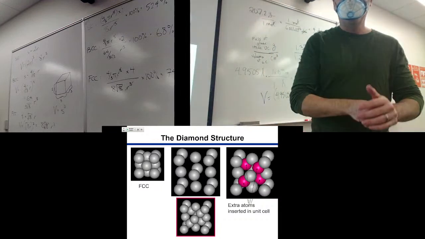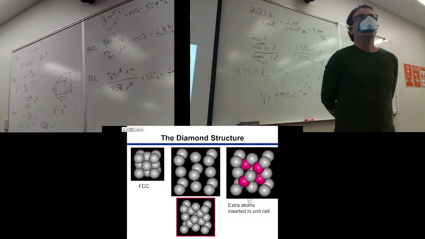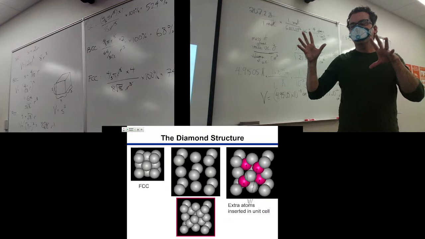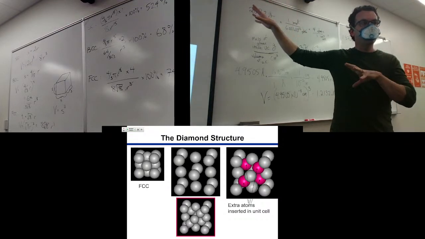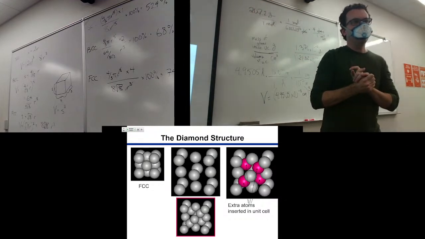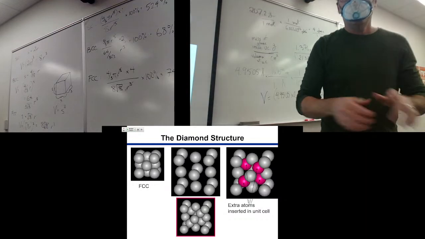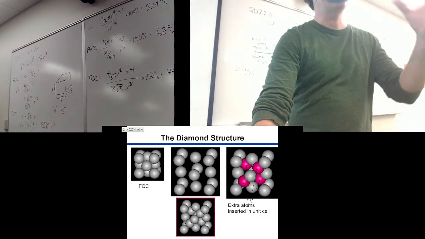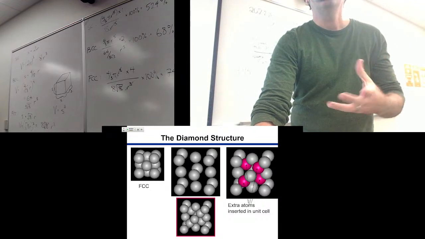For diamond, only half have tetrahedral holes filled. There are 8 tetrahedral hole positions, but only half of them have atoms in them. So half are filled with carbon atoms, half are empty. And if you look, that's the only way you can get this perfect. Everything is tetrahedral. Everything has 4 nearest neighbors, and it's like this throughout.